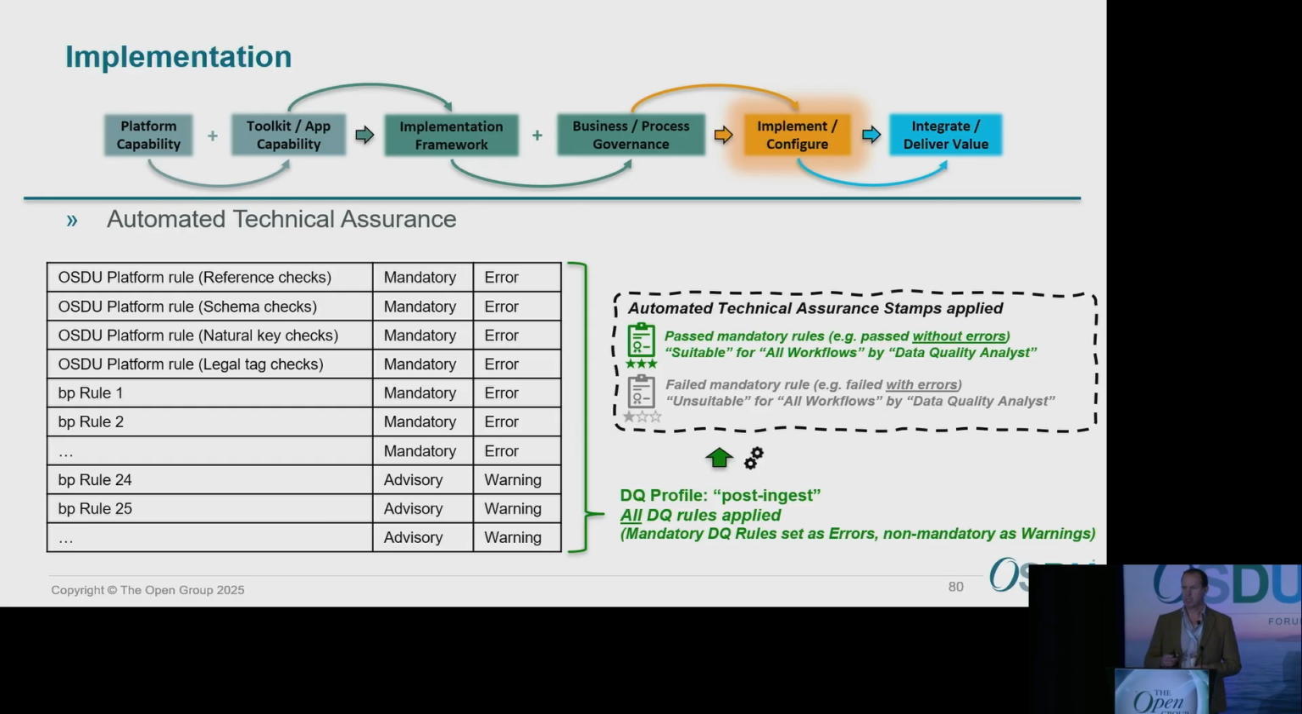All right. So once we've run all of our data quality checks, we provide a technical assurance stamp to each data record. If it passes the mandatory rules, it's stamped as suitable for all workflows by a data quality analyst. In this case, the data quality analyst is Alloy. If it fails any of the mandatory rules, it's deemed as unsuitable for all workflows, and this triggers some work within our data management teams to focus in on that data and understand why it's failing the ingest profiles.